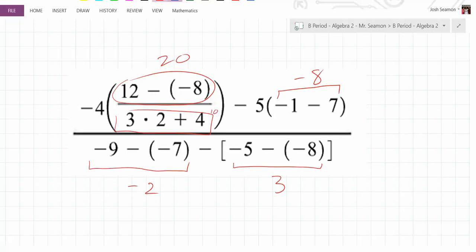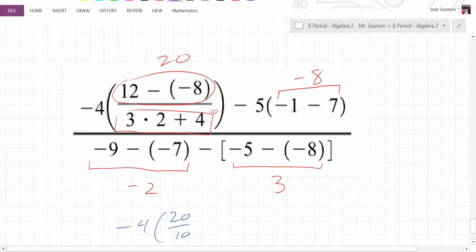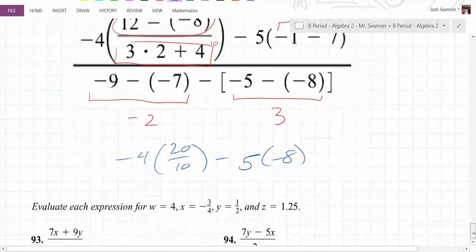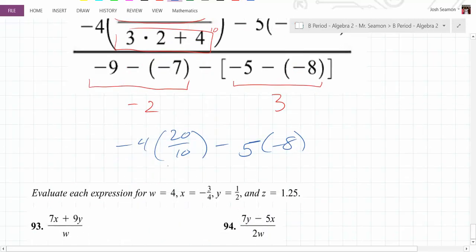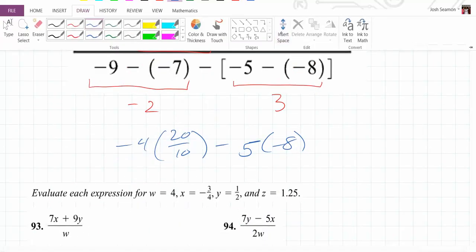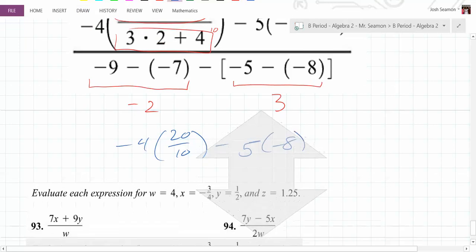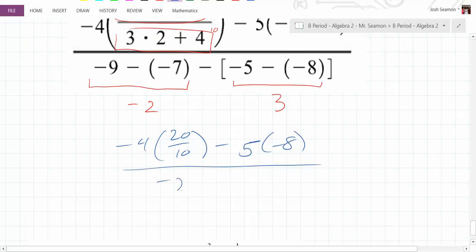I'll change color here. We end up with negative 4 times 20 over 10 minus 5 times negative 8. All I'm doing is transcribing. Divided by what? Oh, divided by negative 2 minus negative 6. Minus 3. What's 20 over 10?